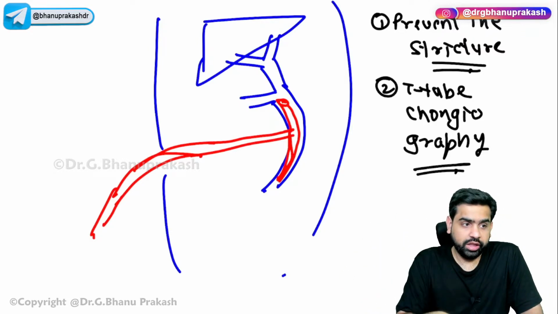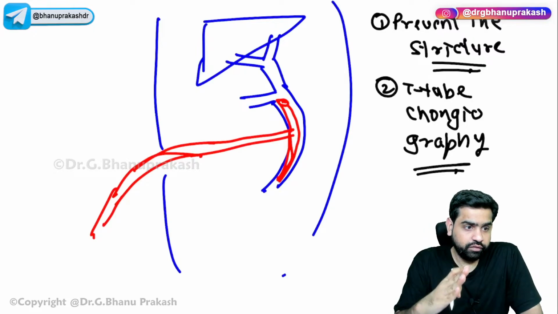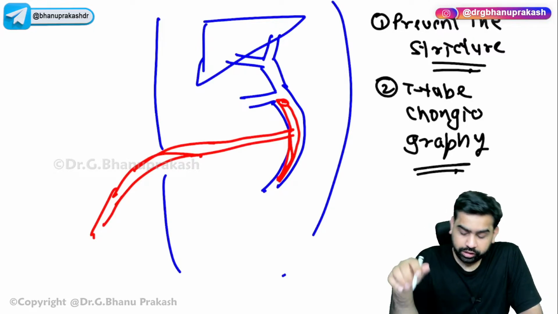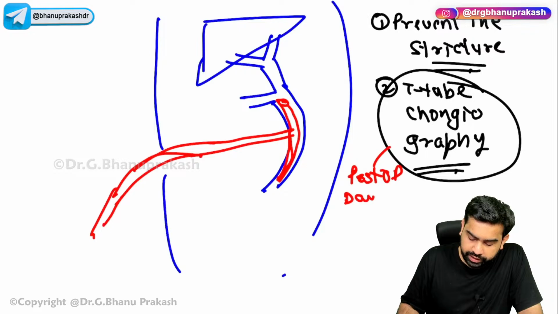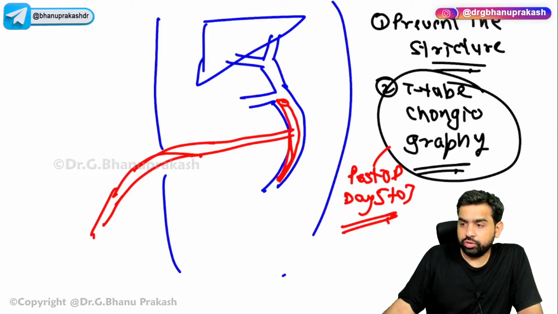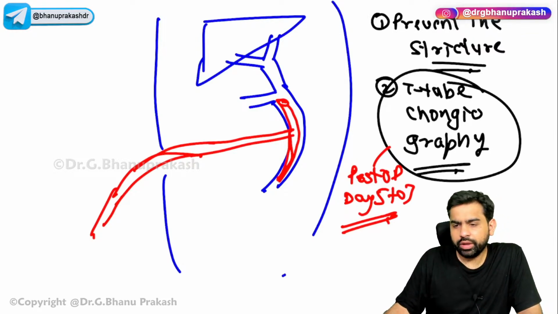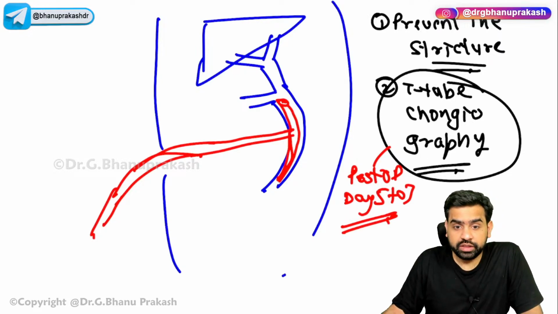Somebody has rightly said in the comments, this T-tube cholangiography is performed on post-operative day 5 to 7. You perform this T-tube cholangiography on post-operative day 5 to 7, usually around 7 to 8. And the reason you want to perform it is that you want to see whether there is any retained stone inside that area or not.